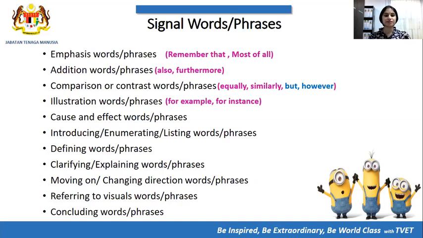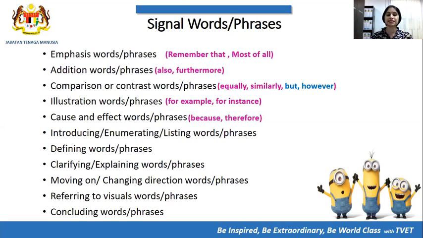Next, cause and effect signal words or phrases. That means you want to show the relationship between the cause and the effect. Cause means why something happened, and effect is what happened. Therefore, you can use these cause and effect signal words like because and therefore. All right, next you look at introducing, enumerating, and listing words or phrases.